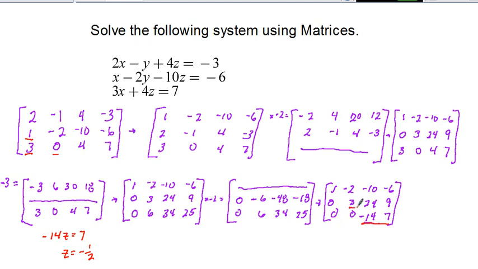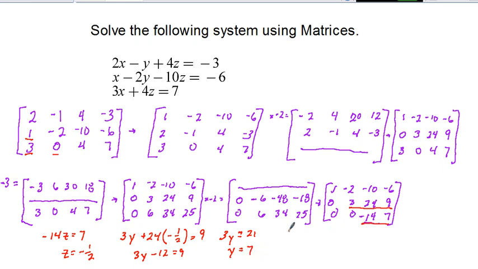So then I can take that and plug it in here. So now I have 3y plus 24 times negative 1/2, for my z, equals 9. I end up with 3y minus 12 equals 9. And so 3y, add 12 to both sides, equals 21. So y is equal to 7.